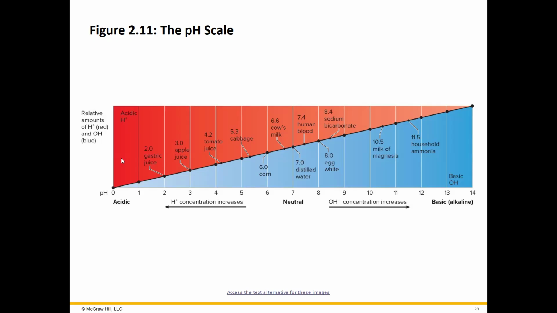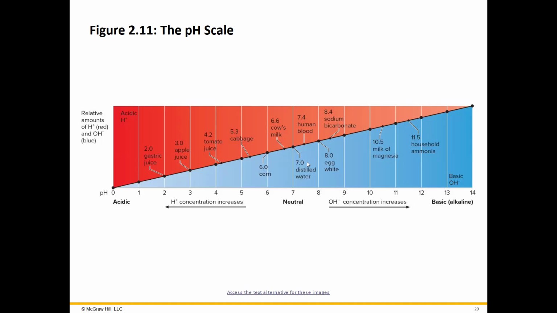Now, on the opposite side, more basic, more OH negative, more hydroxide concentration, we start becoming more alkaline and more basic. The human blood is slightly basic. Egg white, sodium bicarbonate, milk of magnesia, household ammonia.